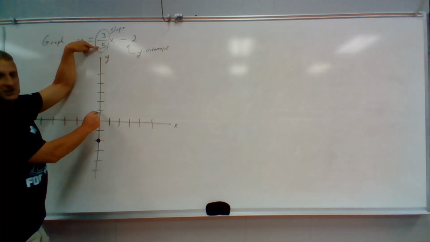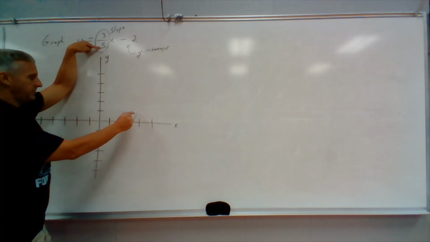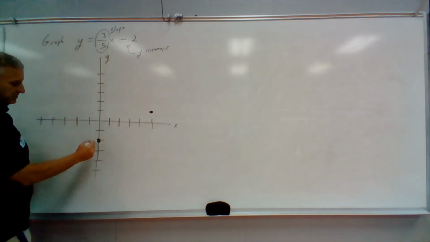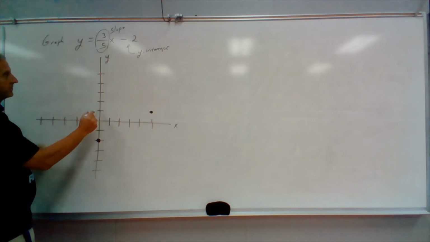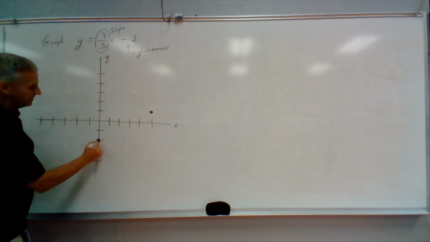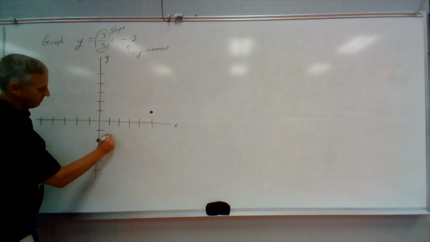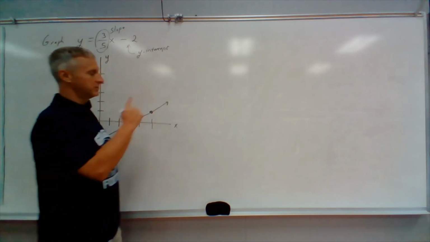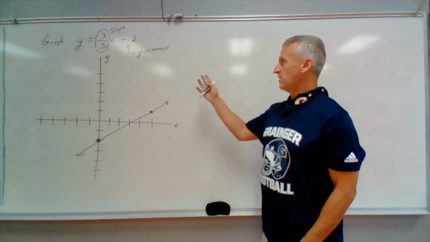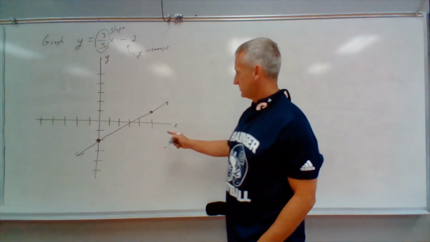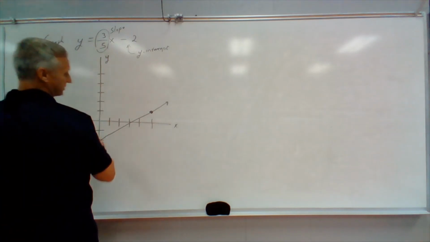So I started at this dot and I went up 1, 2, 3, and I went over 1, 2, 3, 4, 5. And then I can just connect those with a line, because every point on that line is a solution to that equation. And now I've graphed that equation. Let's check and make sure we really got this right. We're claiming this point, 5, 1, and this point, 0, -2, are solutions to that equation. Let's check and make sure those really work.